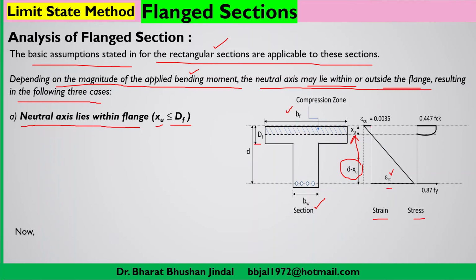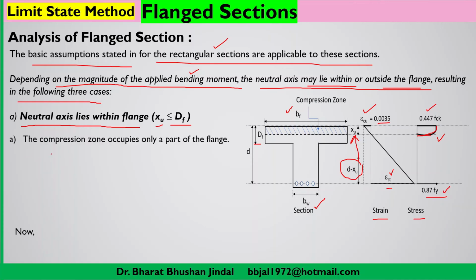So you can see the strain in the outermost fiber of the concrete, that is the compression fiber, reaches 0.0035, and there is some variation in the stress diagram, and at the top it is again 0.447 fck, as it was in the case of the topmost compression fiber of the rectangular section. But here the diagram will be somewhat parabolic, that means some portion will be a straight line and the other portion will be parabolic, and this steel will be touching its ultimate stress 0.87 fy.